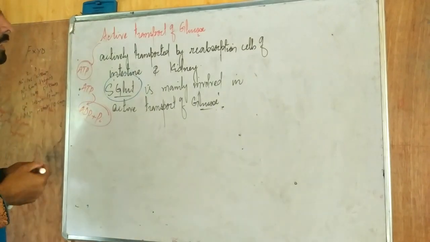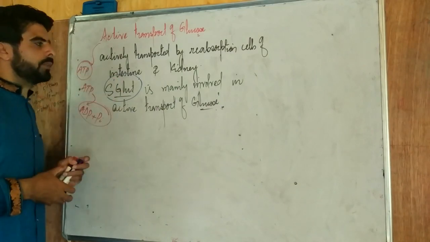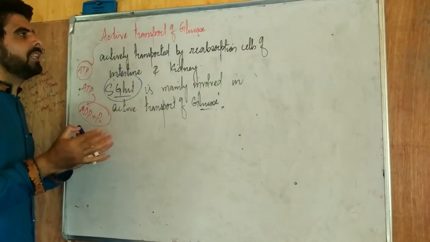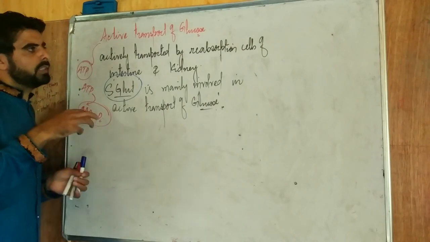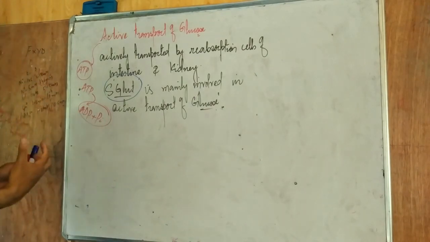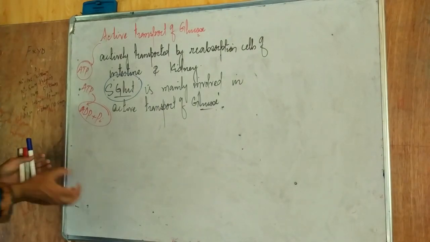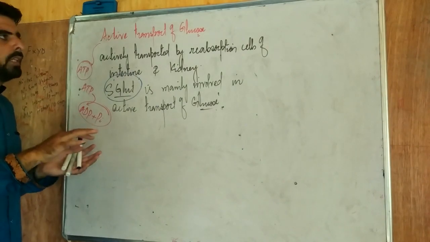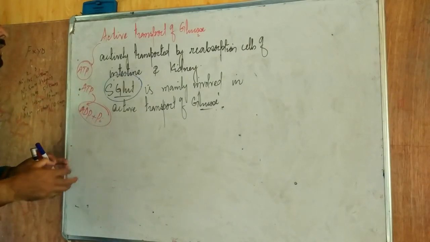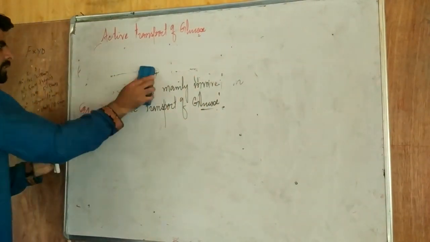So let's take one of the cells where the active transport of glucose takes place. We will take the epithelial intestinal cells, and we will see how the absorption of glucose takes place in an active transport, how this glucose gets transported, on its lumen side as well as on its blood side. Let's make the diagram and we will understand how the active transport takes place.